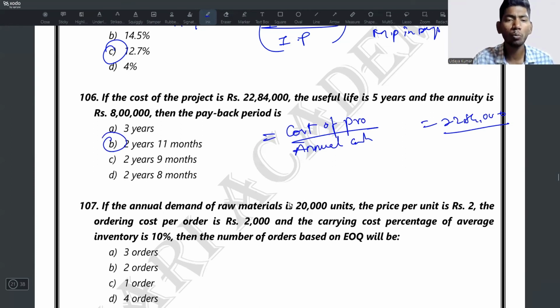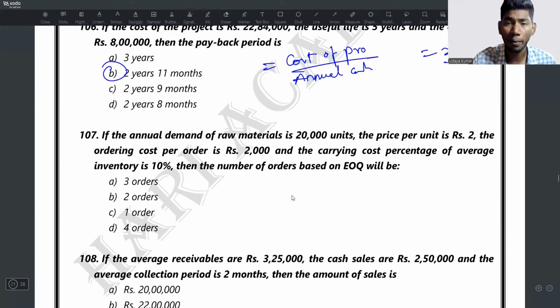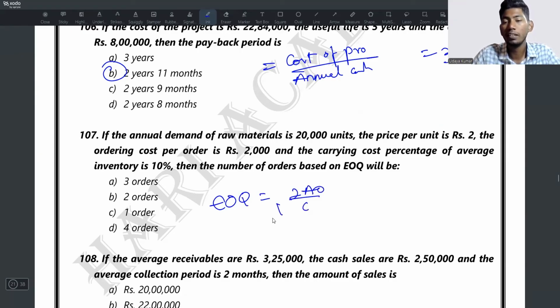Okay. So moving to the question number 107. If the annual demand of raw material is 20,000 units, the price per unit is rupees 2, the ordering cost per order is rupees 2,000, and the carrying cost percentage of average inventory is 10%, then the number of orders based on EOQ will be. EOQ is root of 2AO divided by C. 2 into annual quantity demanded in units, O, sorry, ordering cost.